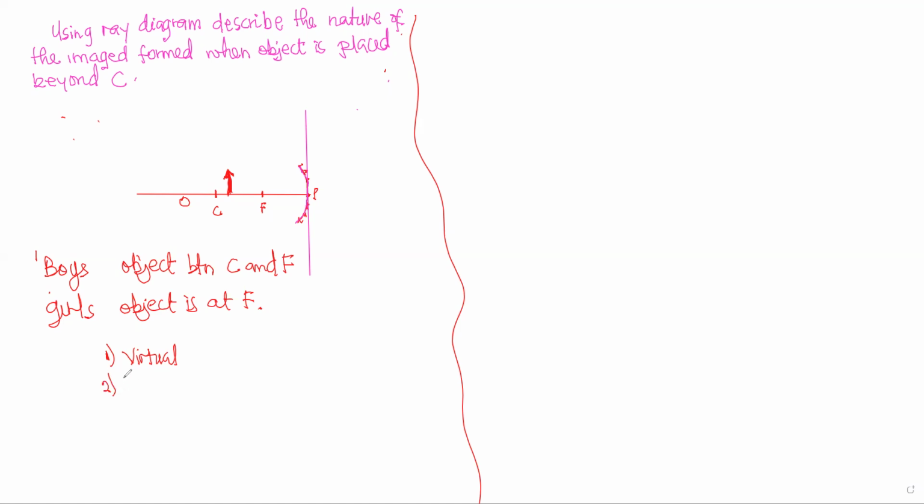Okay, so Kwabena, once image is virtual, clearly it will be upright. Is that right? Yes, sir. So upright. What again? What's the third characteristic? Kwabena, I'm listening. Okay, we'll discuss it.